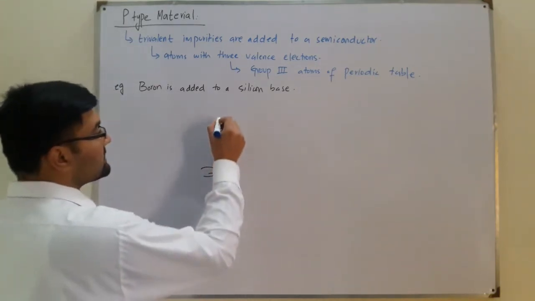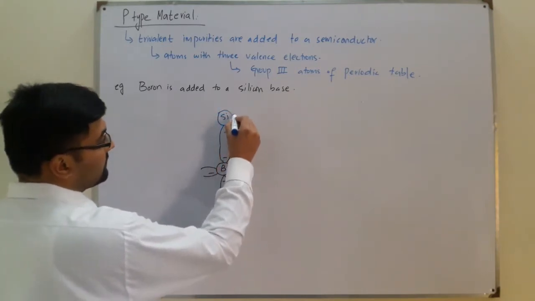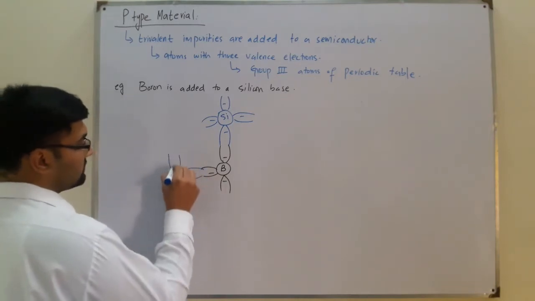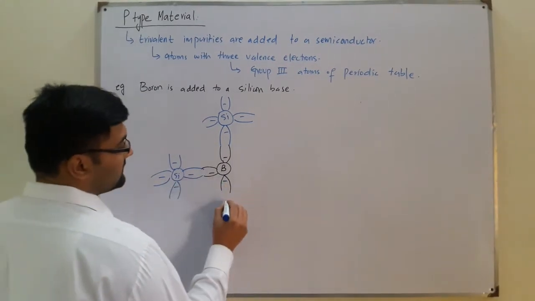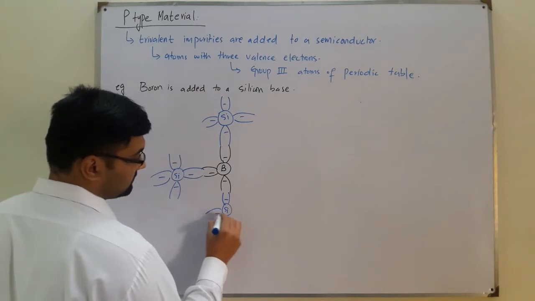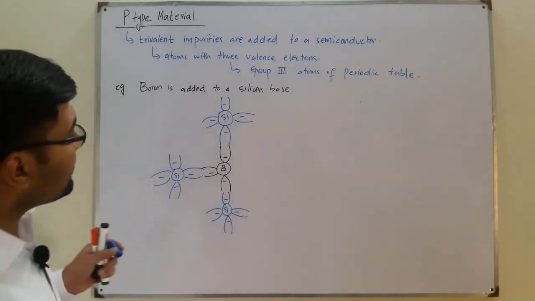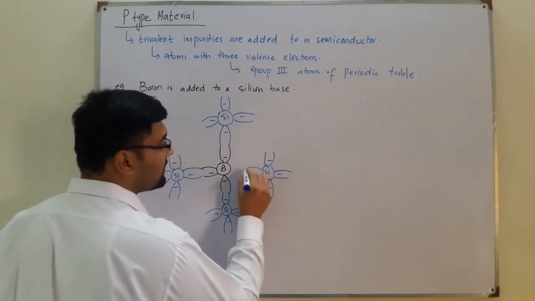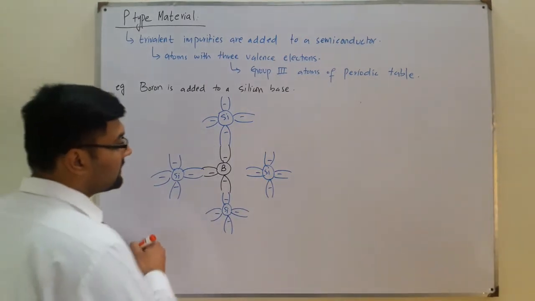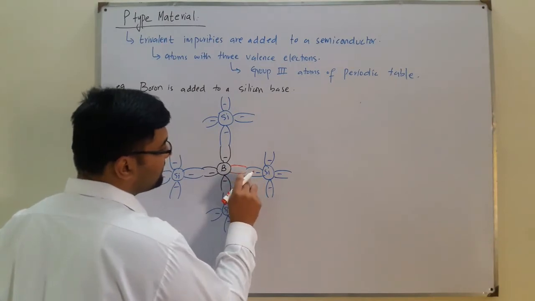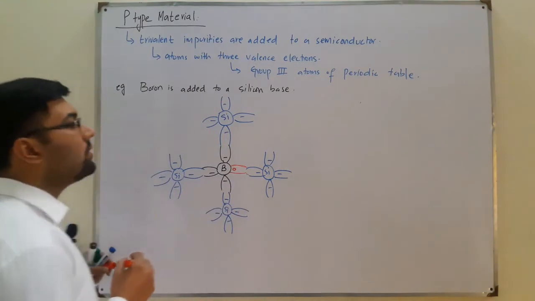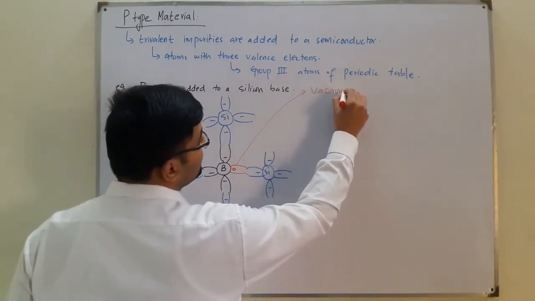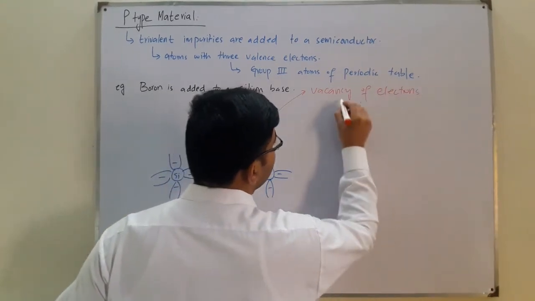Now if this is added into a silicon base, so the silicon atoms will come around it, covalent bonds will be formed. Similarly, from this side, and similarly from this side, and now what do you have? When the other silicon atom comes over here, so what will it have? It will find a vacancy of electron, and this vacancy is represented by a hole. So which means three covalent bonds have been formed, but the fourth is not formed due to the vacancy of electrons. And this vacancy of electrons is called a hole.